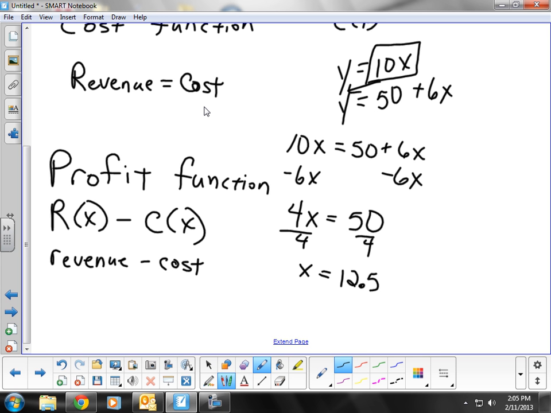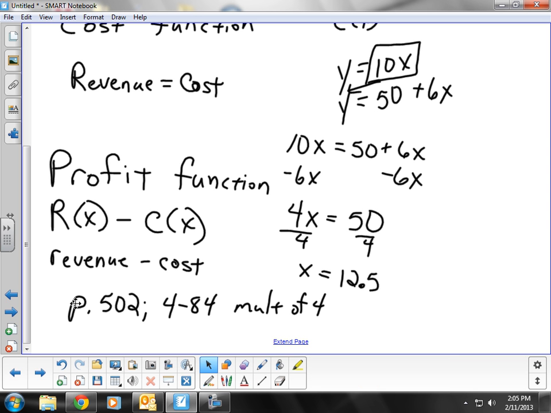Okay, the homework assignment, again, is page 502. Four through 84, multiples of 4. Okay, is that good?